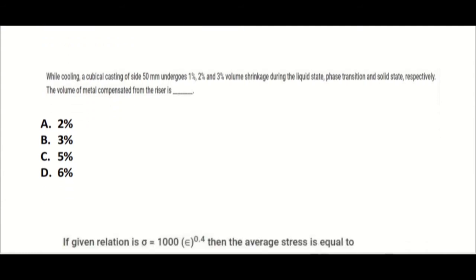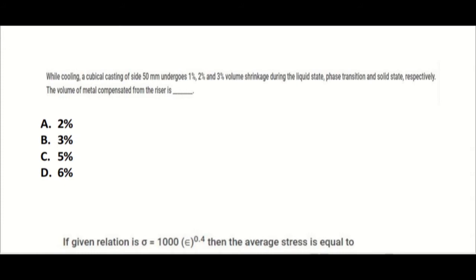Next question. While cooling, a cubical casting of side 50 mm undergoes 1%, 2%, 3% of volume shrinkage during the liquid state, phase transition state, and solid state respectively. Find the volume of metal compensated from the riser.